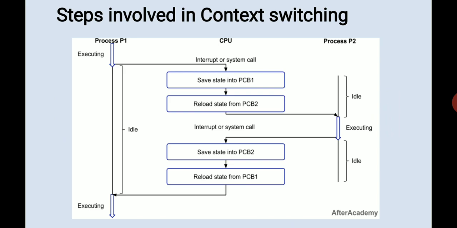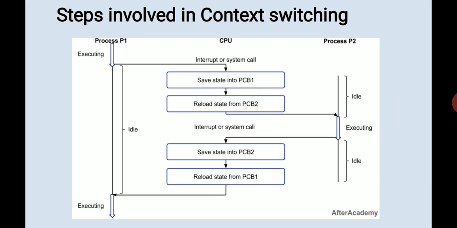And what are the steps involved? In the figure, if I just look at the diagram without the steps, there is process P1 on the top left side and process P2 on the top right side, and there is the CPU. Now process P1 was executing, you can see the blue arrow down there. Then an interrupt occurs.